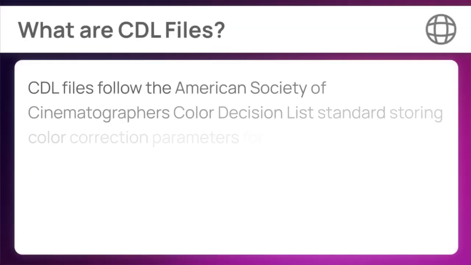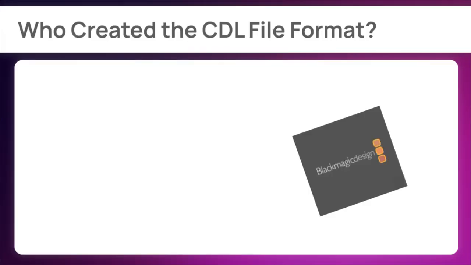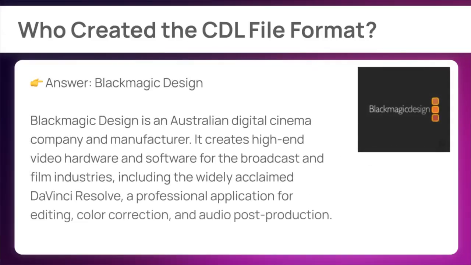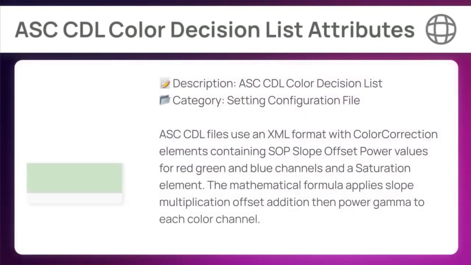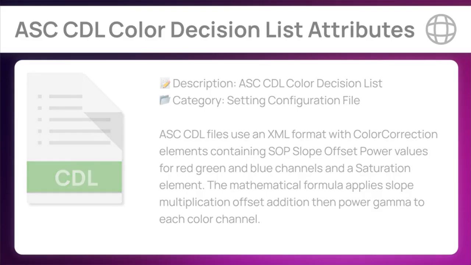CDL files follow the American Society of Cinematographers color decision list standard, storing color correction parameters for film and video. They contain slope, offset, and power values for each RGB channel, plus saturation, providing a portable color grading interchange format. ASC CDL files use an XML format with color correction elements containing SOP (Slope, Offset, Power) values for red, green, and blue channels and a saturation element. The mathematical formula applies slope multiplication, offset addition, then power gamma to each color channel.